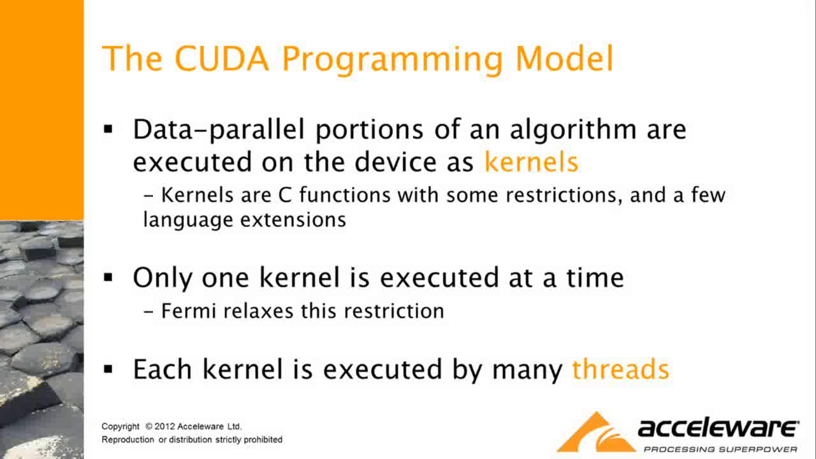The data parallel portions that you're going to run on the GPU are called kernels. So when you write a kernel, that's the thing that's actually going to run and execute on the GPU. You write it like C. If you like C, no problems, you'll be fine writing a kernel. Only one kernel is executed at any given time. I'm lying, because Fermi actually relaxes that restriction a little bit. But for the most part, at least when we start, it's a good idea to understand that only one kernel is going to run at once. If you want to run another kernel, not a problem, but the first one's going to complete before the second one starts. And each kernel is going to be executed by many threads.